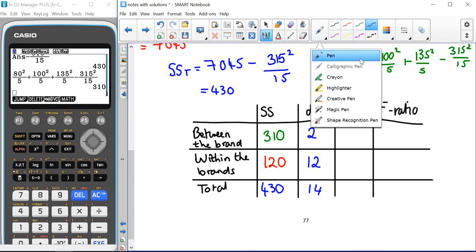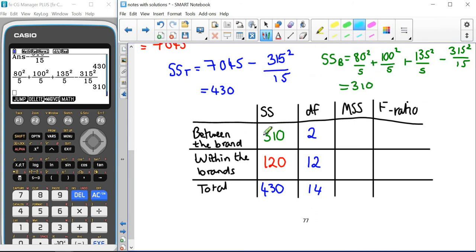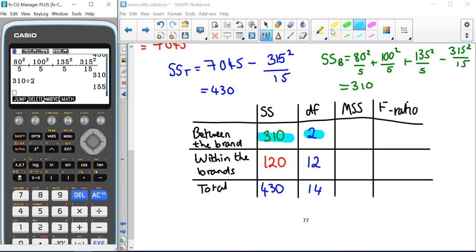For the means of the sums of the squares, we're going to do the sum of the squares for each one divided by its degrees of freedom. So for the first one, for between the brands, we're going to have 310 divided by 2, which gives us 155. For within the brands, we're going to have 120 divided by 12, which gives us 10. And we don't have to do this for the totals. So we only have to do this for between the brands and within the brands.